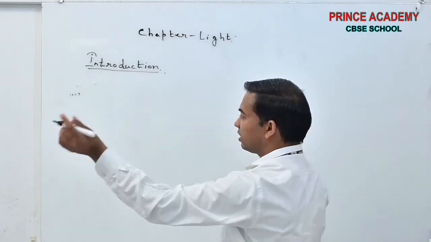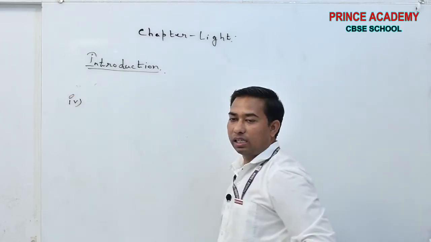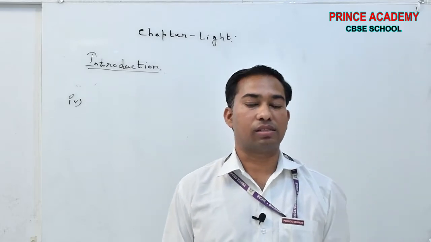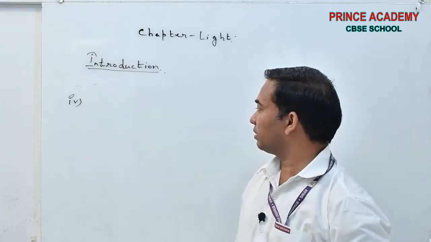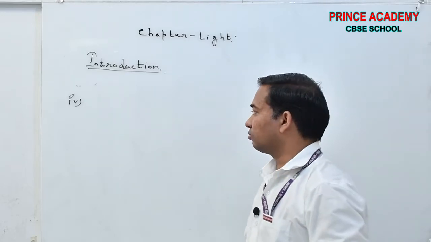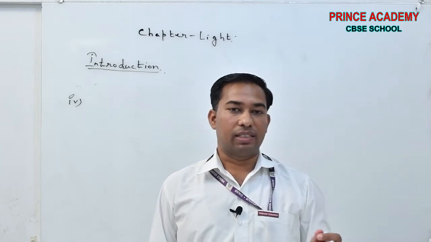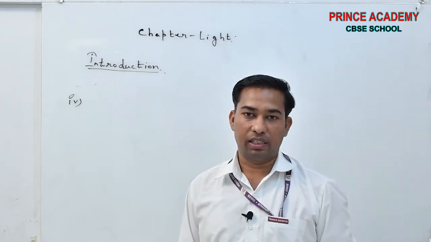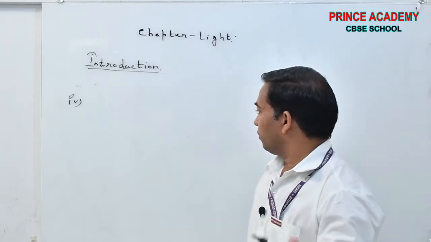Next, all of us know the light is white in color. It means it is composed of 7 colors. And when the light is coming from the source and incident on an object, the part of the light which is reflected can be seen by the viewers.